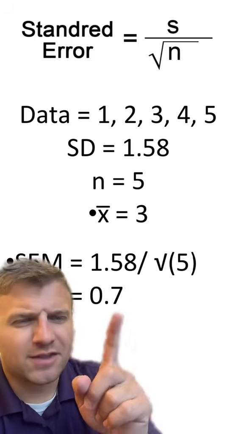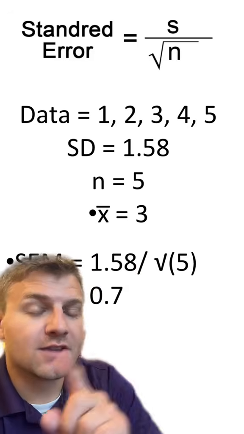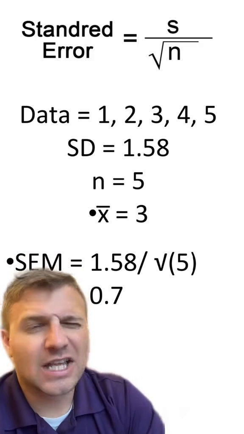So what do we actually do with this number? Well, we have to graph it with the mean. And we typically graph 2 of these standard errors on a bar graph. Let's show you how that's done.